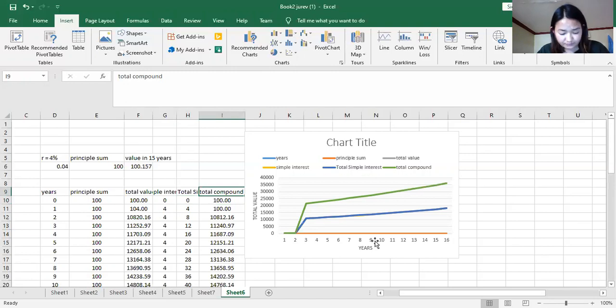And for total compound, I have calculated total value minus total simple interest, as you can see in the formula. And then I plotted the graph.